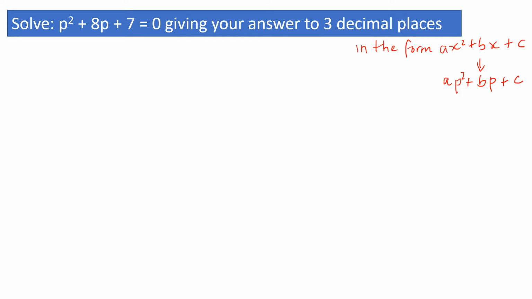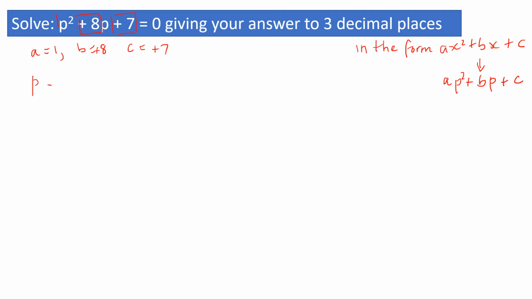Something to note is this p squared term has a coefficient, and if you said 1, you are correct. So my a is equal to 1. My b is equal to, we take the sign and the number, 8, the same thing as saying plus 8. C is equal to, we take the sign and the number, positive, which is the same as writing plus 7. So instead of saying x, we can say p.